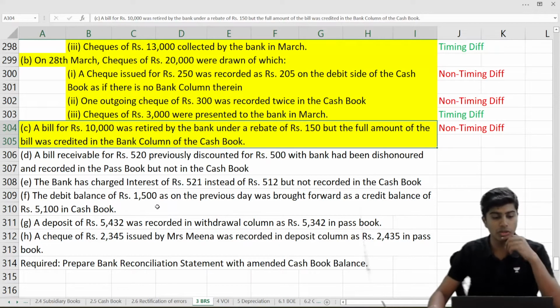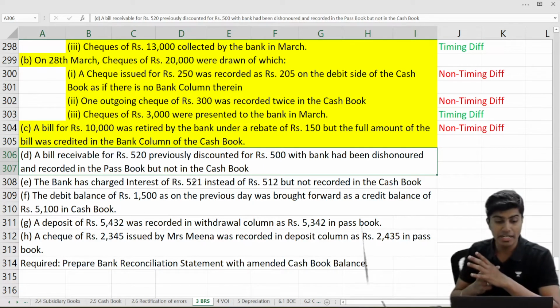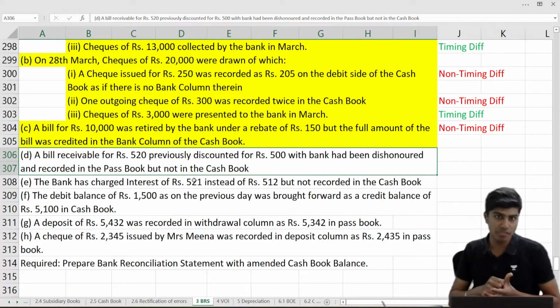Let me now go to part D. A bills receivable of rupees 520 previously discounted for rupees 500 with the bank had been dishonored. Let me read it again because I did not understand. A bills receivable of rupees 520 previously discounted. Okay, previously you discounted it to the bank. You gave the bill worth 520 to the bank. The bank has given you 500 rupees. This has been dishonored. Dishonored in the sense the bank has cut money.